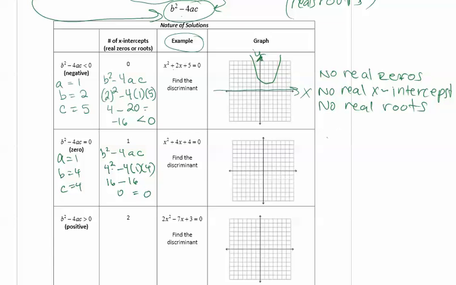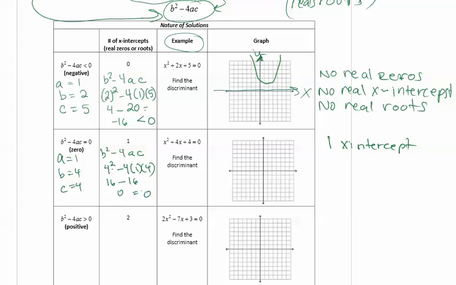So this tells me that I have one x-intercept. Okay, so how does that happen? How do I end up with one x-intercept? Well, if I were to find that x-intercept, I can take that and put it into the quadratic formula to find out what it is. So let's go ahead and find that x-intercept.